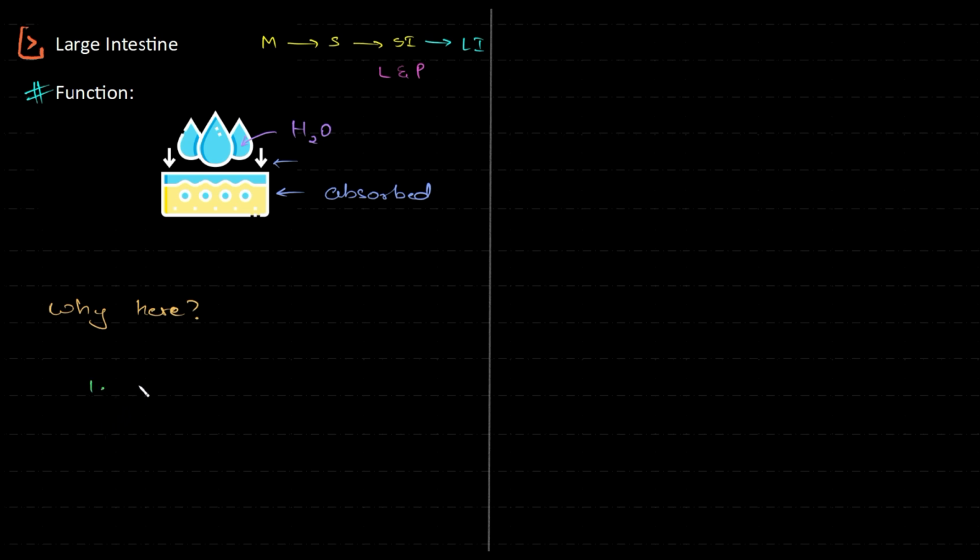First clue, or this can be a first clue, 70% of our body is made up of, and you have seen this ad, right? Water. Body made up of water. So that's your first clue, that we need water. Okay, that's good. So why not absorb it in small intestine?